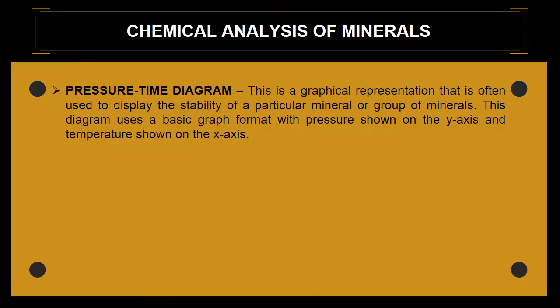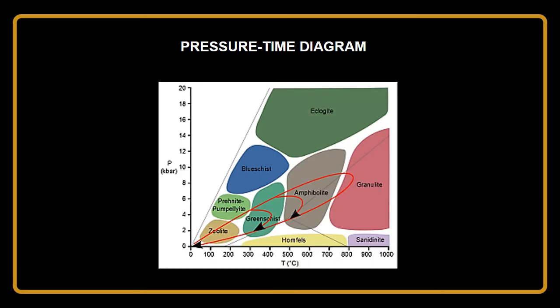So, pressure time diagram. This is a graphical representation that is often used to display the stability of a particular mineral group or minerals. This diagram uses basic graph format with pressure shown on the y-axis and temperature shown on the x-axis. So, ibig sabihin, pataas ng pataas yung pressure sa y-axis. Sa x-axis naman is yung temperature.